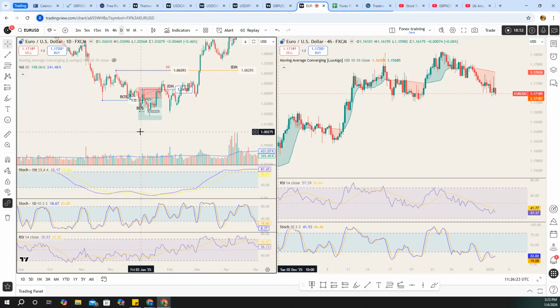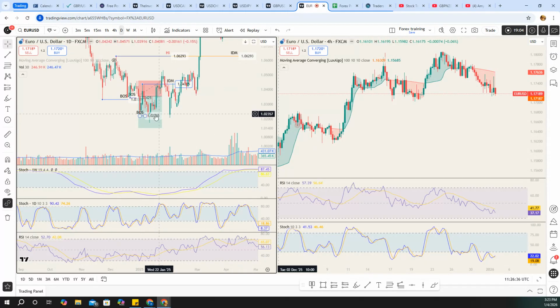Because I look where I entered. This is where I entered the play. I entered the play here, which means I thought I would be catching it going down because I had a bottom here and I thought it would break it and move down, which was a wrong playbook kind of thing. So this is what I will be doing next week.